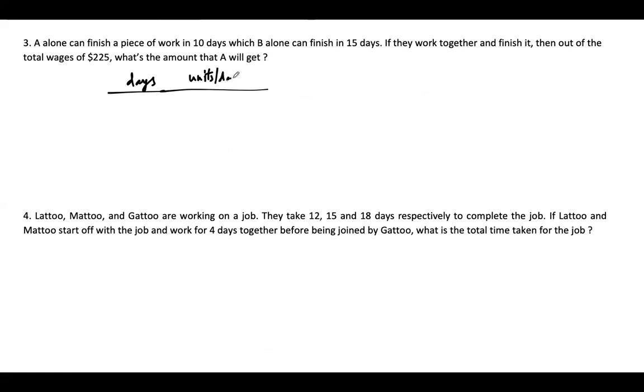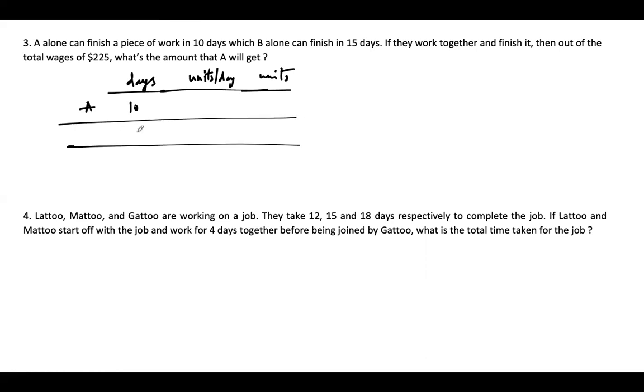A alone can finish a piece of work in 10 days, which B alone can finish in 15 days. So B will be 15. If they work together and finish it, then we are talking about the same work. So let's say a multiple of 10 and 15, which is 30. It'll be 3 and it'll be 2. If they're working together, then their rates are added, 3 plus 2.